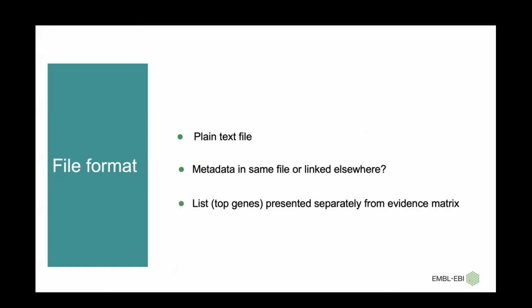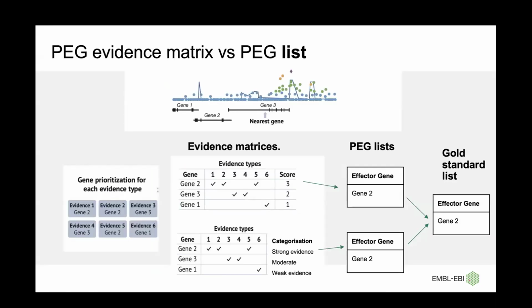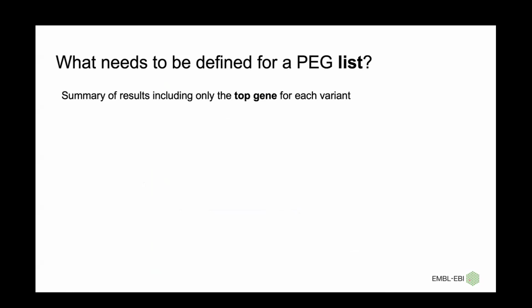And then, finally touching on the file format, as I mentioned before, it could be a plain text file. The metadata could be in the same file or linked elsewhere. And then we're proposing that the list of top genes can be presented separately from the evidence matrix. And thinking about the difference between a matrix and a list, do we want to define criteria for the list as well as the matrix?